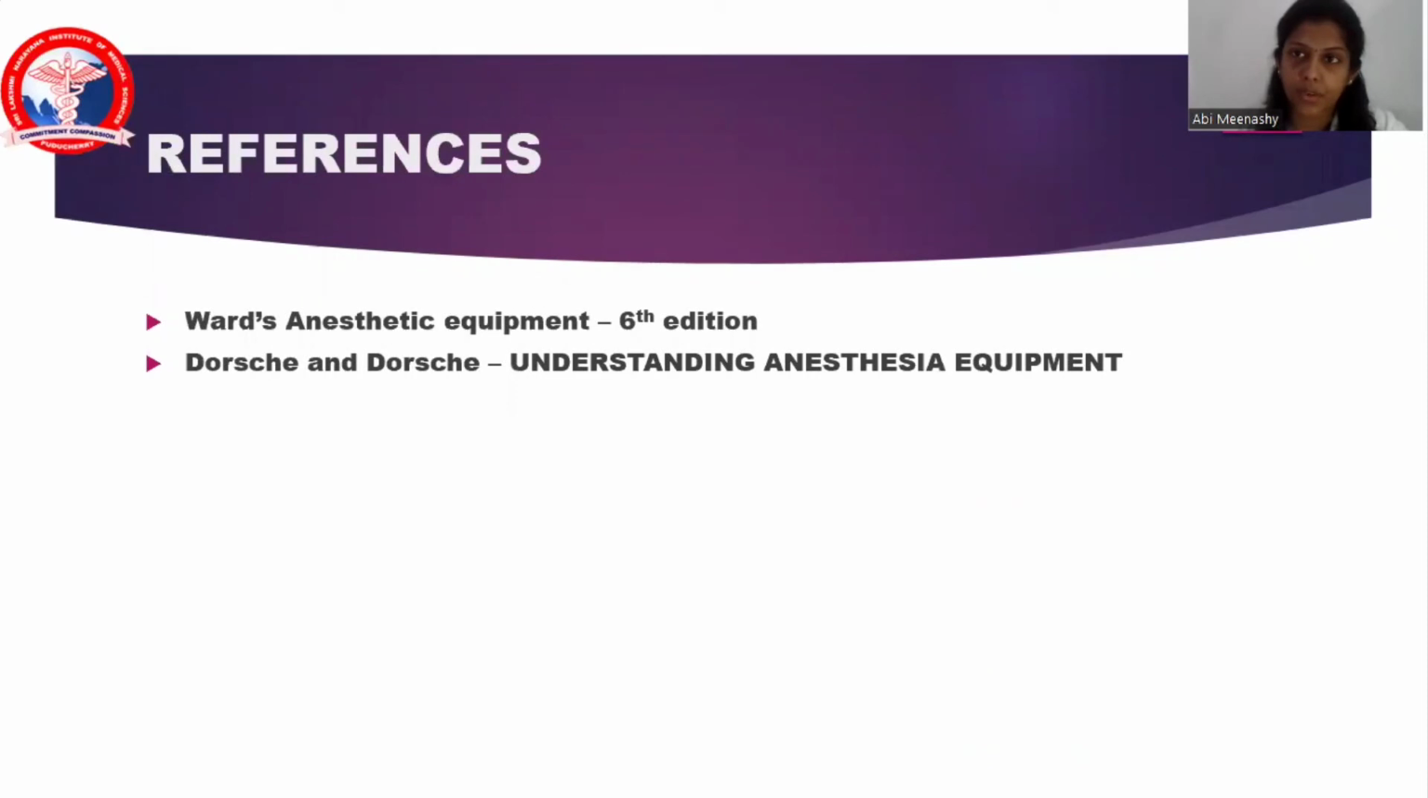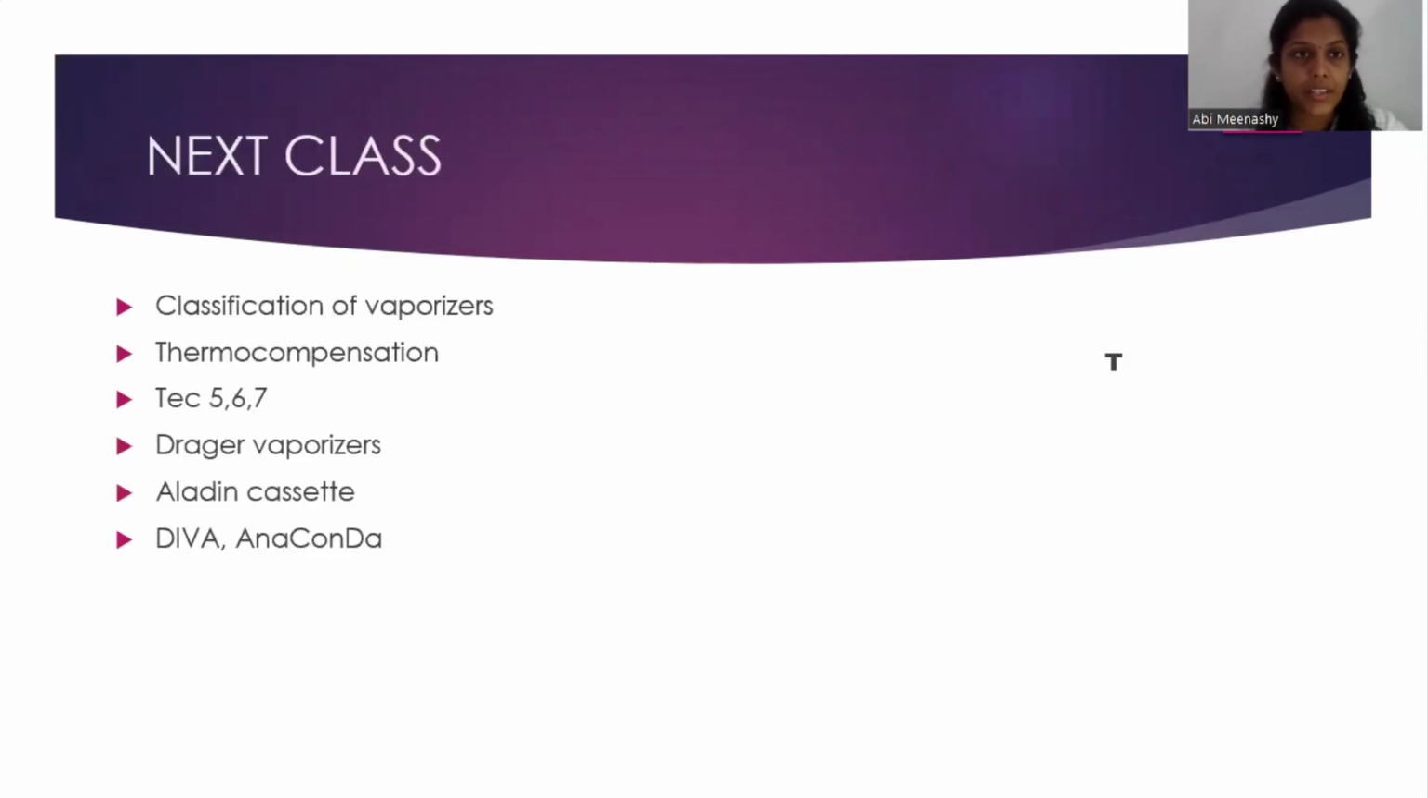So these are my references: Ward's Anesthetic Equipment, 6th edition, and Dorsch and Dorsch Understanding Anesthesia Equipment. You need to go through the basics of vaporizers from these textbooks so that you can understand the next class much better. In the next class, we'll be discussing classification of vaporizers, starting from the primitive vaporizers to modern vaporizers that we use in our OTs.